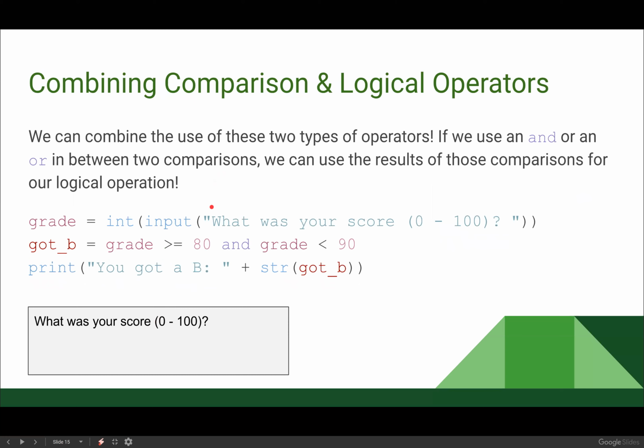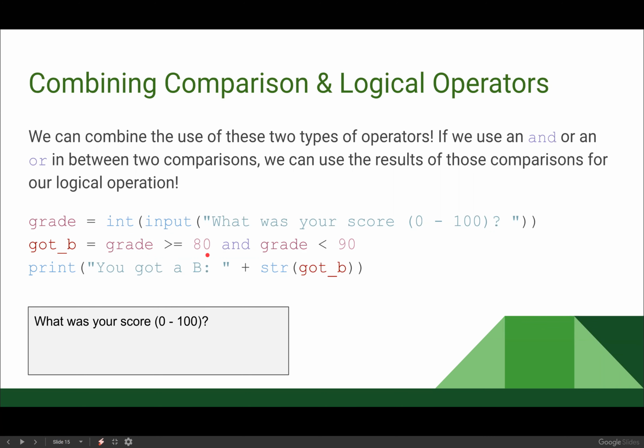All right, so if I want to combine comparison and logical operators, I am totally allowed to. We can use and or in between 2 comparisons, and then we can use the results of those comparisons for our logical operation. So let's say I want to determine if someone got a B on a grade. So I'm going to get an input saying grade equals int input, what is your score from 0 to 100? And then my Boolean got B is going to equal grade greater than or equal to 80.